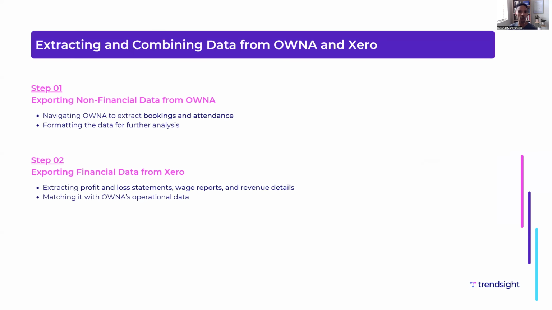Okay, so we're going to do a little bit of a demonstration. And today I want it to be really practical. So I want you guys to walk away with something you can physically do. So we're going to start off by seeing, well, what can we actually get out of OWNA and what can we get out of Xero? And then how do we combine that information? So I'm going to just switch across to OWNA.